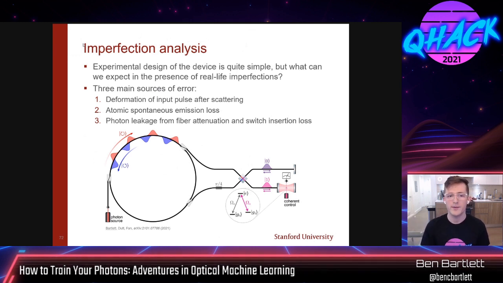Second, you could have atomic spontaneous emission loss, where the photon interacts with the atom and then gets emitted into some mode that is outside of your cavity system because you have an imperfect cavity. Or 3, there's photon leakage from fiber attenuation and switch insertion loss. So basically, you have imperfect optical fibers or switches, and the photons can scatter out there.